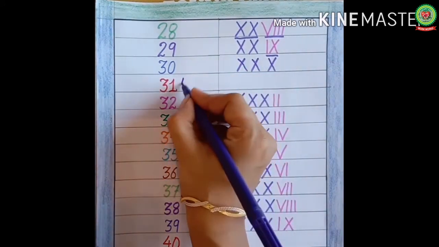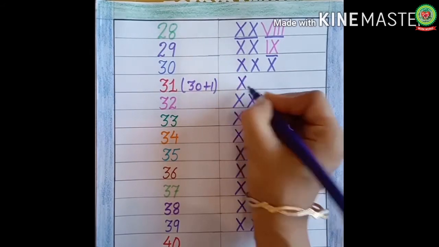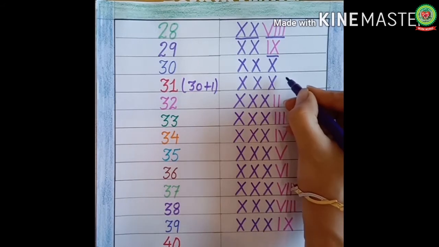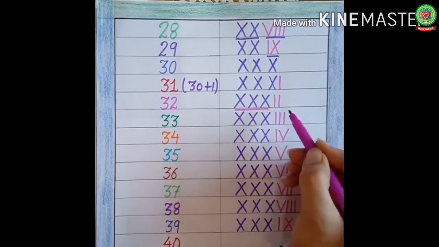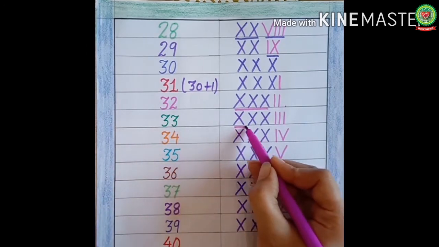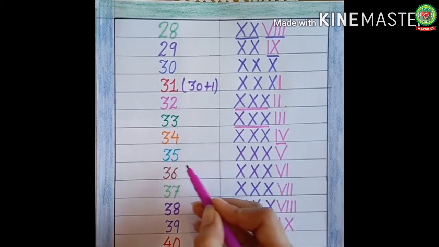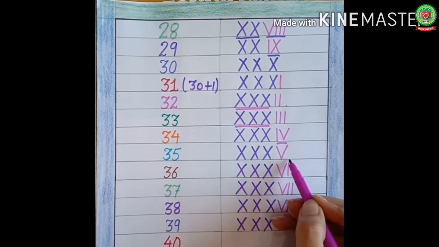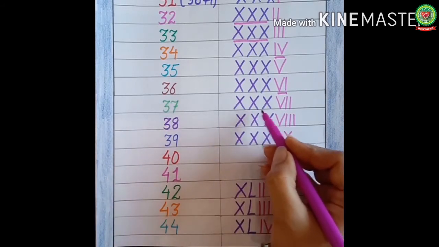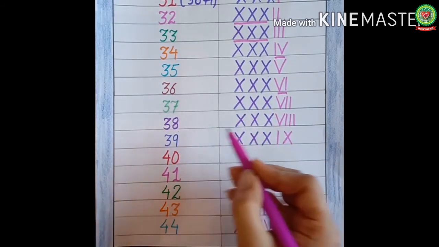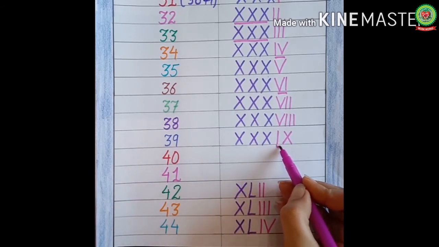30 XXX. 31 is 30 plus 1. 30 has a symbol XXX and 1 has a symbol I. 32 XXXII. 33 XXXIII. 34 XXXIV. 35 XXXV. 36 XXXVI. 37 XXXVII. 38 XXXVIII. 39 XXXIX.